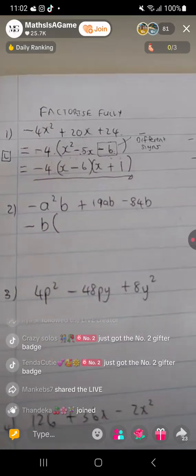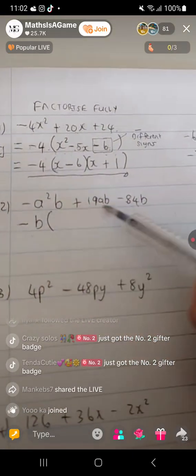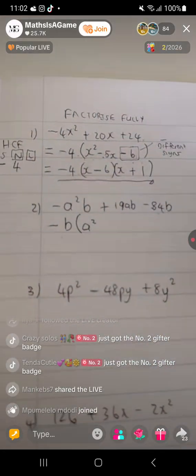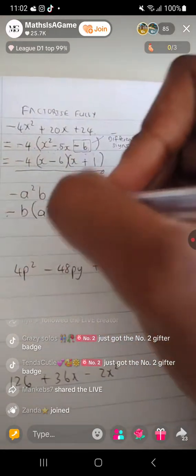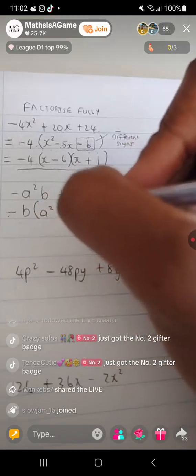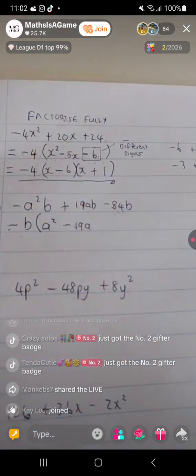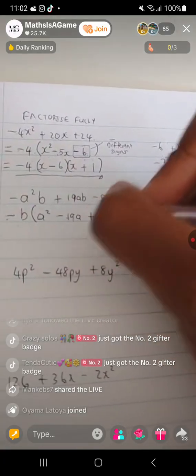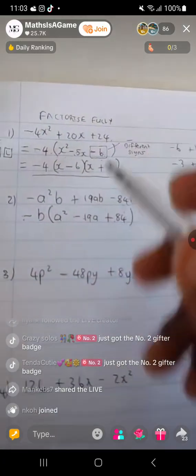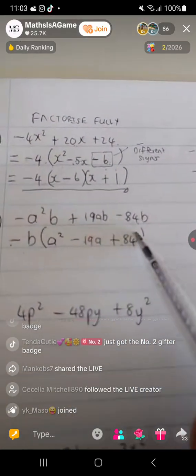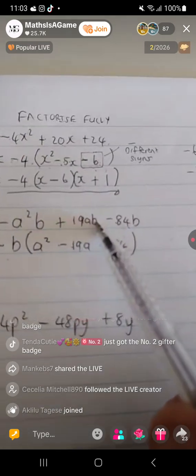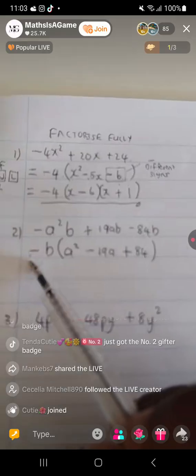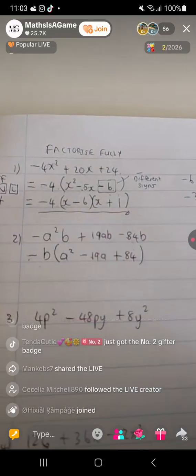Then what's left over? The minute we take out something negative, it means that the signs inside the bracket will all change. We are left with a squared. Negative times what is positive? Negative 19a. And then here, negative times what is negative? Positive 84. Remember, the b was taken out, so we are only left with 84. We are left with 19a, but it is negative because of the sign that is taken out, which is negative.